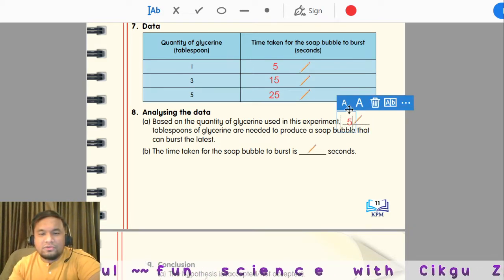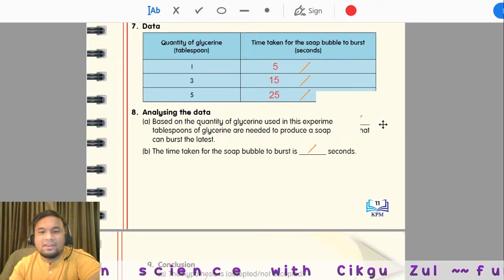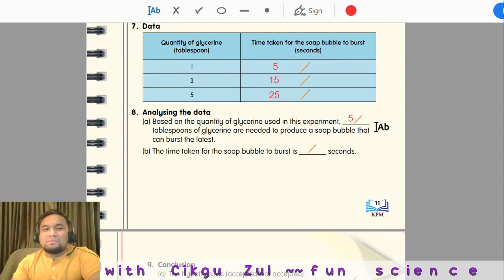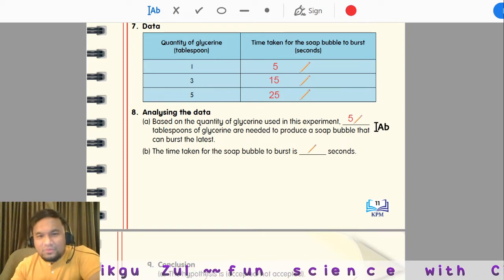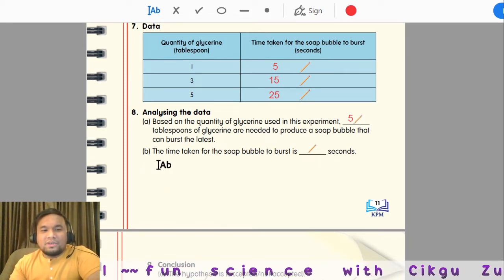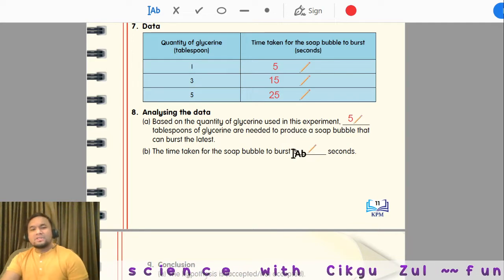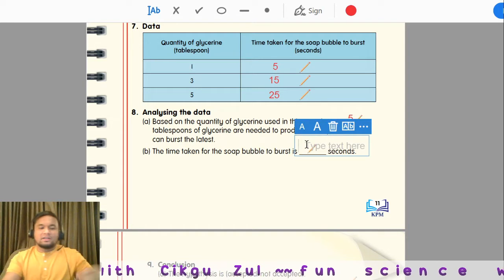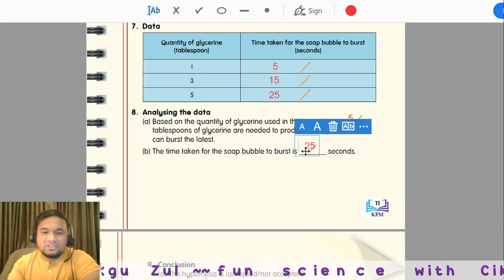Okay, cikgu susun dia sebab cikgu ni limit and gadget. Terpaksa cikgu pakai yang macam ini saja. Tak apa, it's okay. We learn the best way we can do. So B, the time taken for the soap bubble to burst is how many second? 25 second. Senang je jawapannya.